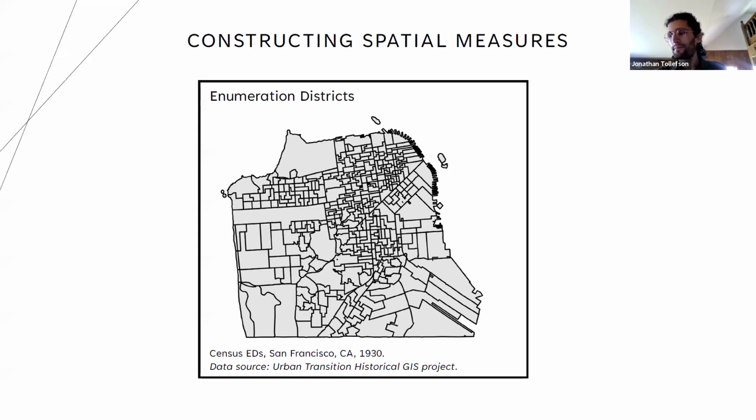The first problem is modeling exposure using measures that are appropriate to the spatial scale of 19th century cities. I'll mostly rely on census enumeration districts here. These were a lot like census tracts, but a lot smaller. San Francisco, for instance, has about 190 populated census tracts today, but had almost 400 enumeration districts in 1930.